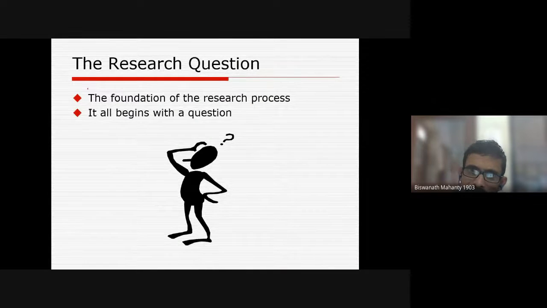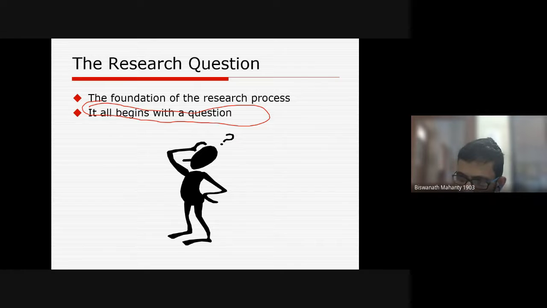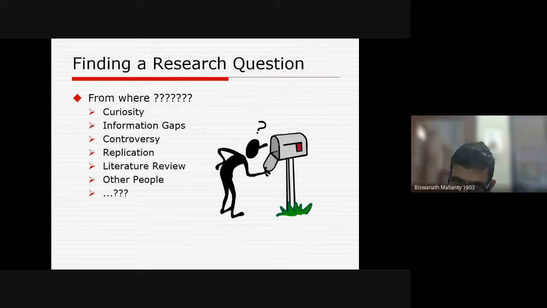The first of them is the research questions. It all begins with the questions: how, why, when, where. You should have the questions. Any study you are going to do will have a question. Not necessarily that you will put a question mark, because the question is already there. Possibly you are looking for the right question and the right answer. And from where will the question come? From curiosity. You are interested.